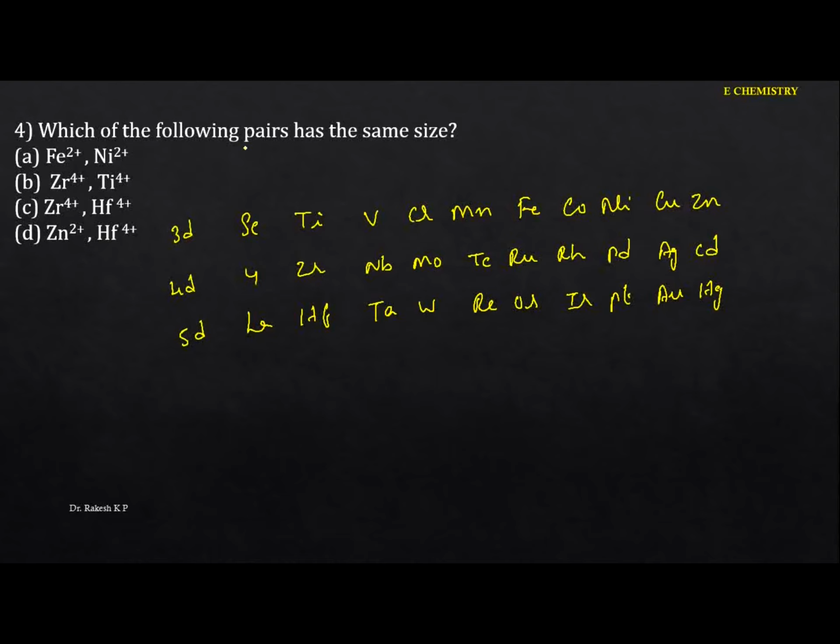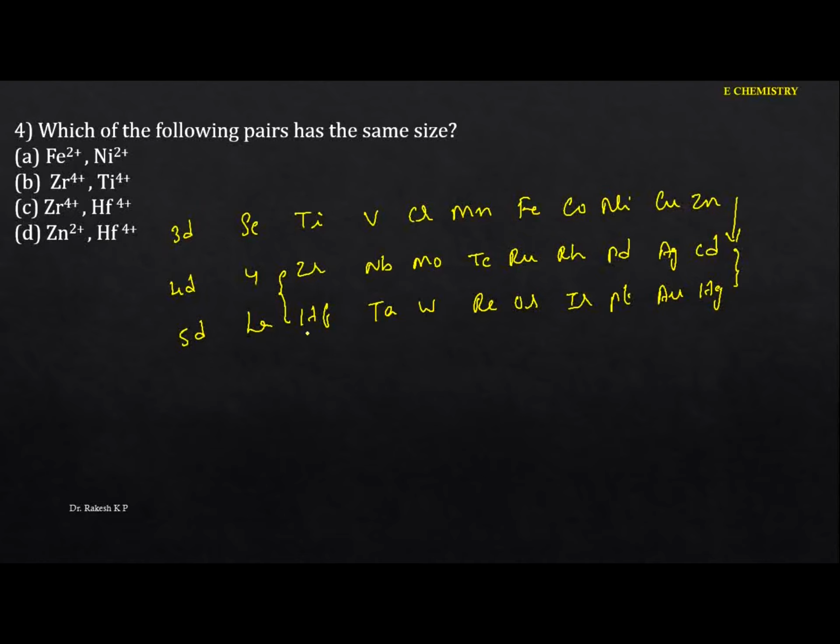Identify which of the following pairs have the same size. As we move from the 3d series to the 4d series, the size gradually increases down the group. But from the 4d series to the 5d series, due to the lanthanoid contraction, the size of the 4d and 5d series elements is almost the same. It is not exactly the same, but almost the same.